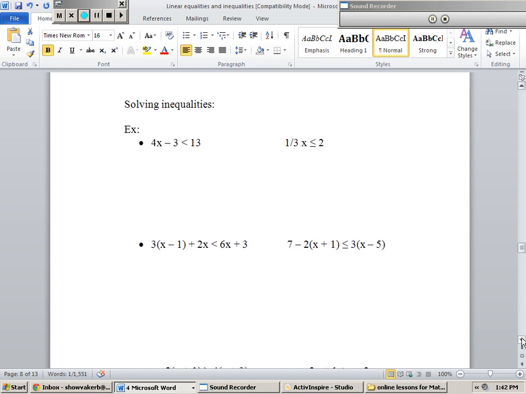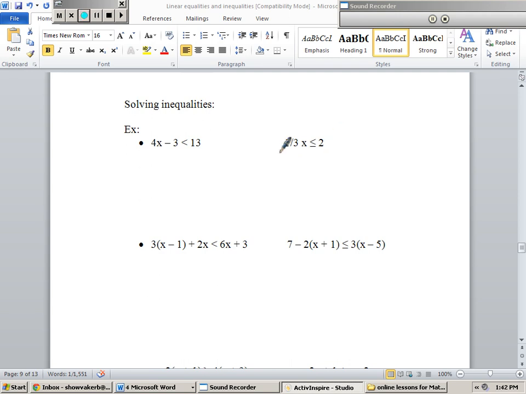So let's solve some inequalities. Remember, they're exactly the same way, the same 5 steps, except for if I divide or multiply by a negative number along the line, I must flip the inequality sign. So, move over the 3. 4x is less than 16. Divide by 4. X is less than 4.